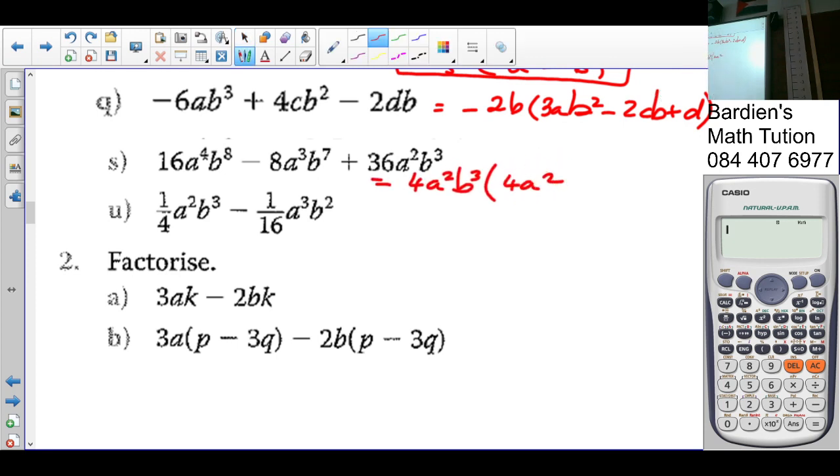Okay, into 4a squared b5, minus 2ab4, plus 9. Okay, any confusion there? Yes, Michael?